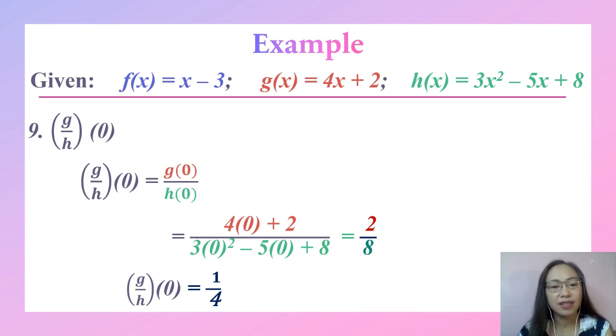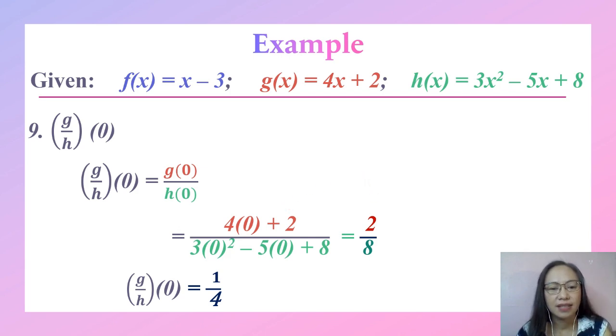Substituting 0 to the functions, okay? So our g is 4x plus 2. We replace x with 0, so we have 4 times 0 plus 2. And then for the h function, we have 3x squared minus 5x plus 8. We replace the x's with 0, so you have 3 times 0 squared, and then negative 5 times 0, and then we bring down 8. So this one becomes 0. You're left with 2 here.